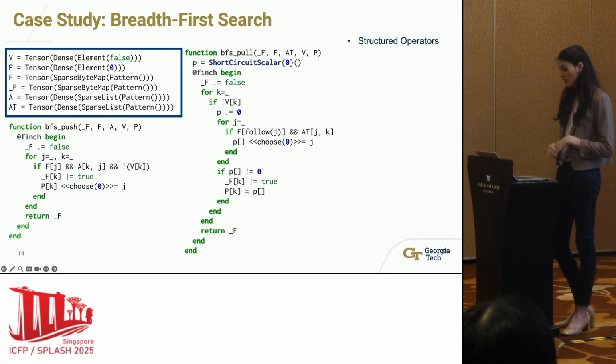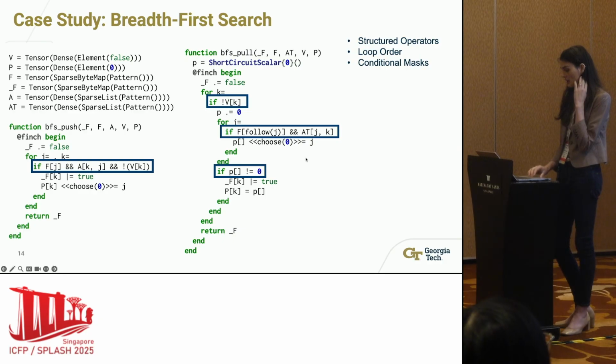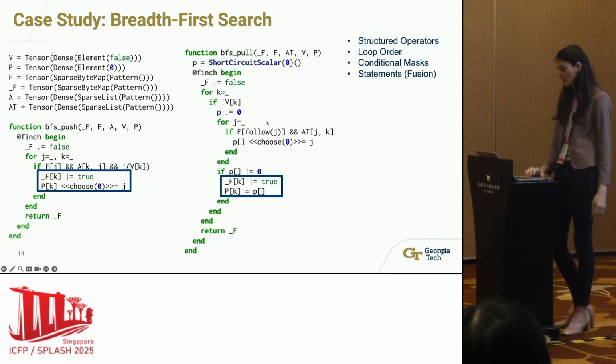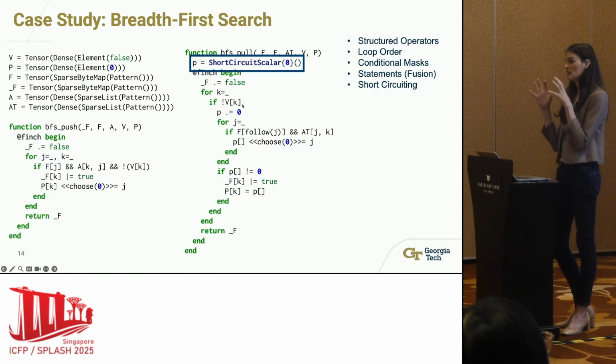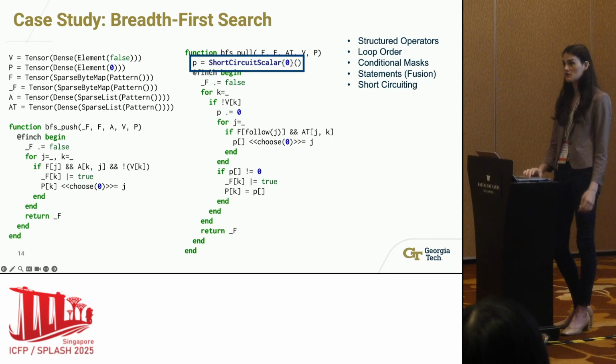There's a few features I'll point out here. We have our declaration of all of the structured inputs. We have two different loop orders. So the push traversal is the column major, and the pull traversal is the row major. We have conditional masks, which are masking off based on which vertices we've visited. And we have fused statements. So we can fuse the calculation of parents together with the calculation of the frontier. We represent short circuiting as a structural property. It's an odd choice, but this helps us integrate the effects of break with other structures in the program. So we chose to do this as a structural property of the input.